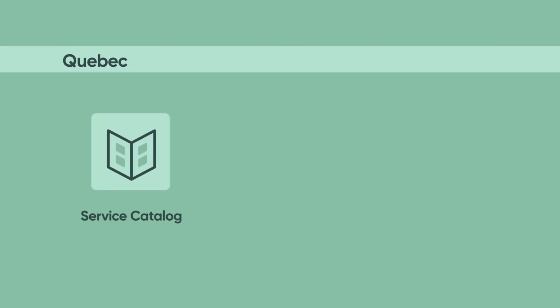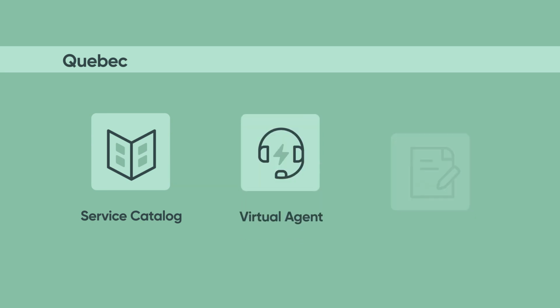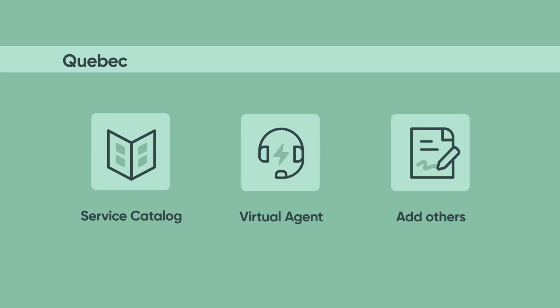As of the Quebec release, Localization Framework supports service catalog items and virtual agent topics by default, and you can extend it to other types of content. Let's see how it works.